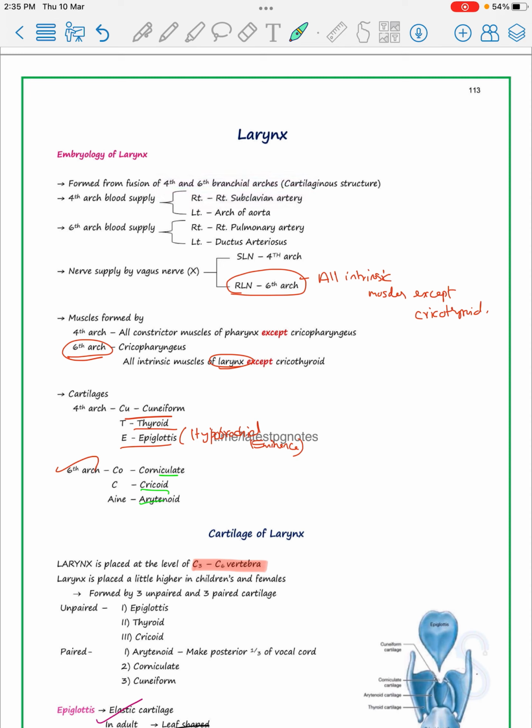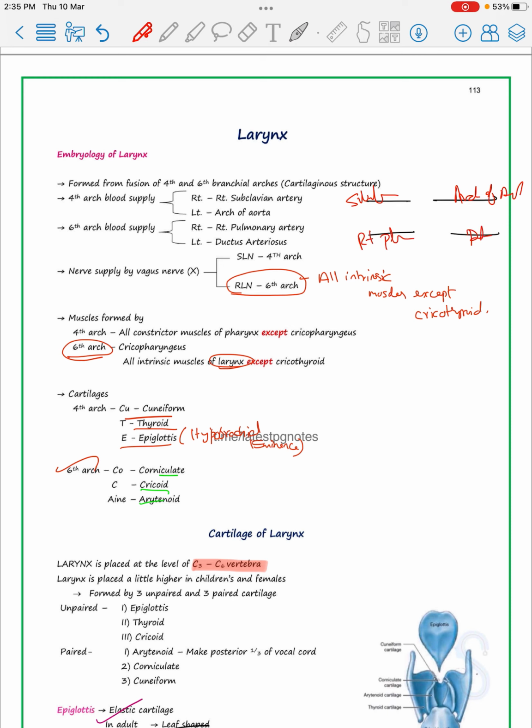Then the blood supply of this fourth arch is derived from the right subclavian artery and arch of aorta. On the right side, fourth arch right, fourth arch left, sixth arch right, sixth arch left. The fourth arch right is supplied by the subclavian, whereas the left is supplied by the arch of aorta. Then this is supplied by the right pulmonary artery.